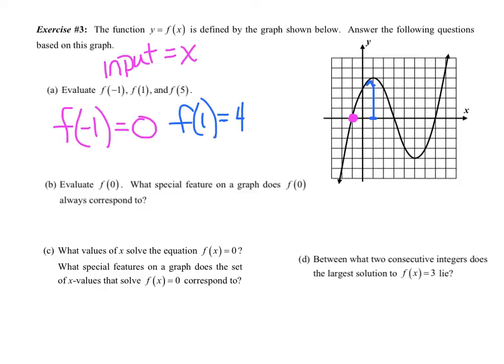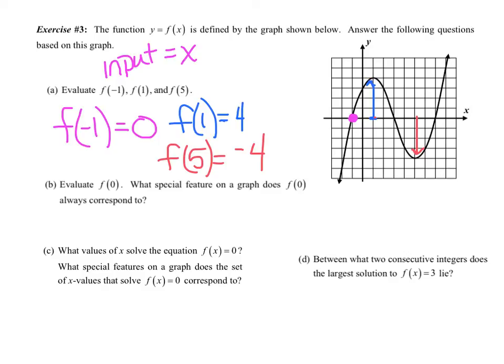Last one, I got to find f of 5. Okay, so 5 is being put in, so count over to 5. 1, 2, 3, 4, 5. Now find the graph, which is down here, so the output is -4.